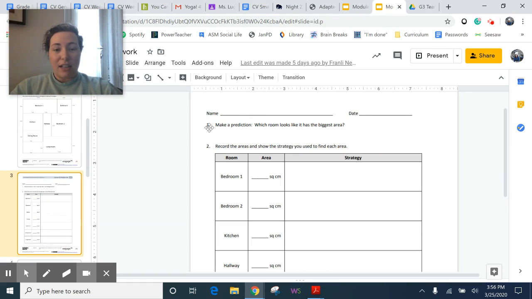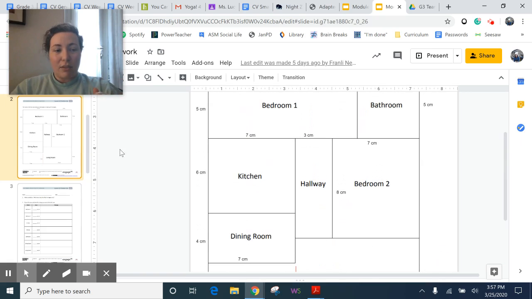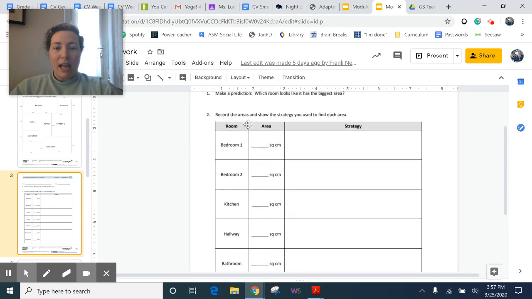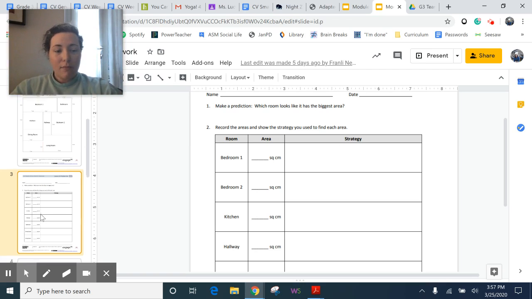On the next page, it's going to ask you first to make a prediction. Which room looks like it has the biggest area? So you're going to go in, look at all the rooms, decide which one you think looks the biggest just by looking. And then you're going to go through and record the areas for each room. So you're going to look for bedroom 1, bedroom 2, the kitchen, the hallway, and all of the rest of them. And then you're just going to do your work here. So when it asks for a strategy, you're just going to go through and show how you found, if you broke it apart, how did you figure out the dimensions for each part. You can do your work here.